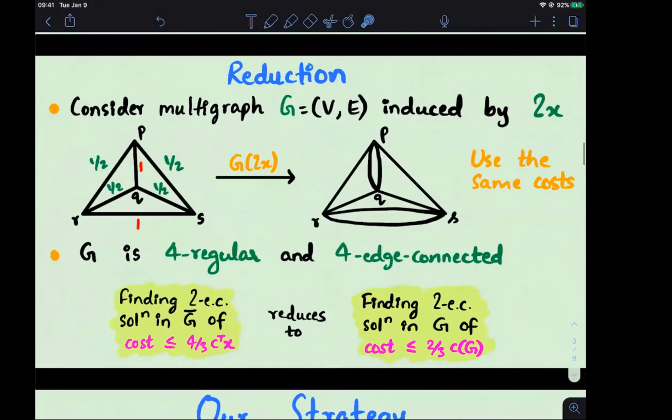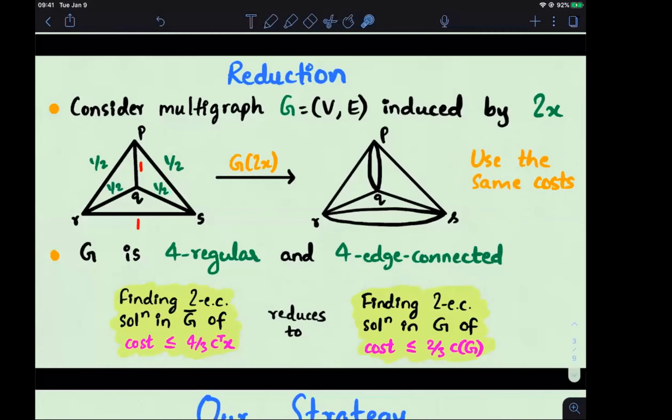Let me first start with a very simple reduction. That is a very standard thing to do for this problem. So given a half integral solution X, we consider the multigraph G, which is induced by 2 times X. The idea is very simple: given a half integral solution, for every half edge, we include 1 copy of that edge. And for every 1 edge, we include 2 parallel copies of that edge. And we use the same cost on these edges. This gives us a 4 regular 4H connected graph, G.